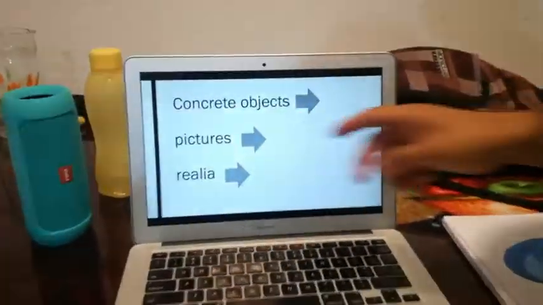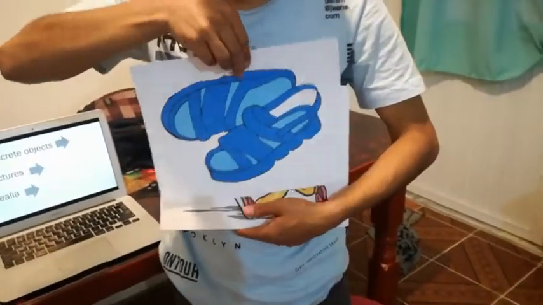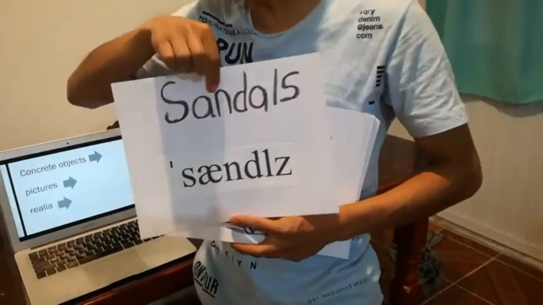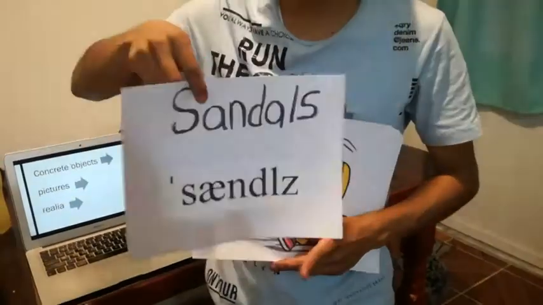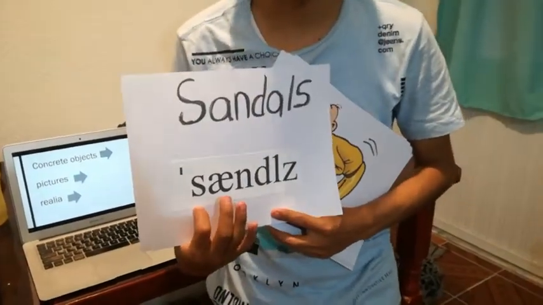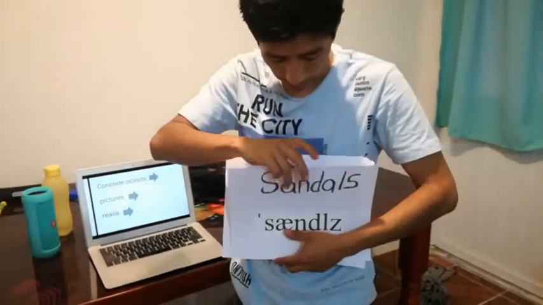The second one is pictures. What happens with the picture? The same, you can use your flashcards. In my case, I write the word in English, in this case is standards, and the phonetic symbol. This is very important because students know how to pronounce the word. So it's very useful for them.